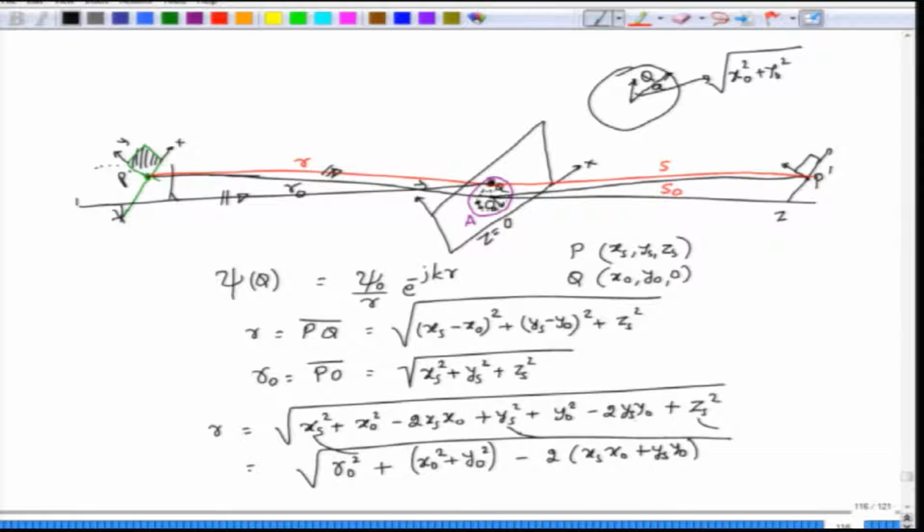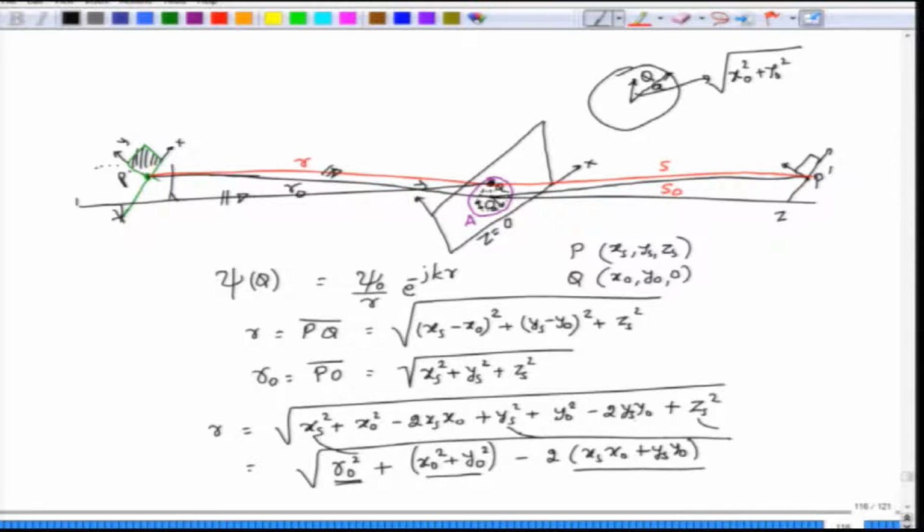Now, we are going to make some assumptions. We are going to assume that this r0 square is much larger than any of these two terms. We are justified in this assumption. We have already said this: we are working in the Fraunhofer diffraction limit. In the Fraunhofer diffraction limit, the distance from the source to the aperture and from the aperture to the observation point itself is very large compared to the dimensions of the aperture.